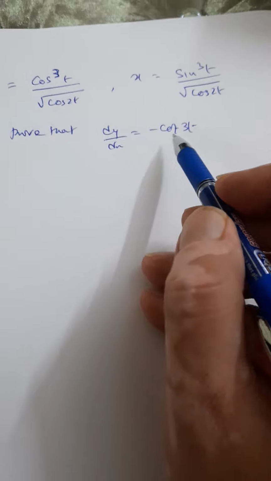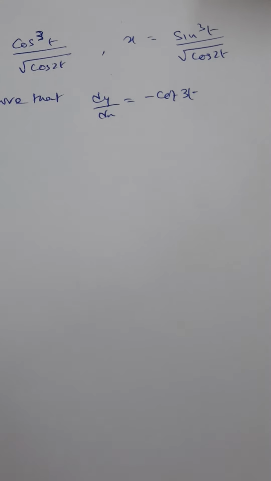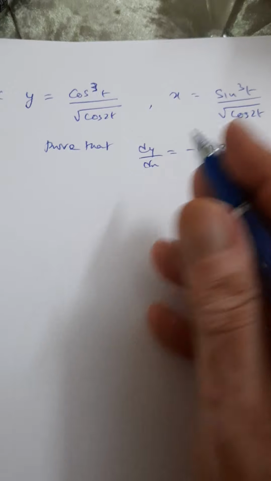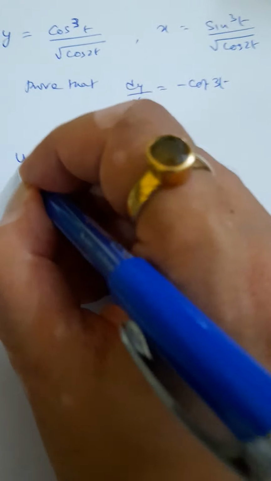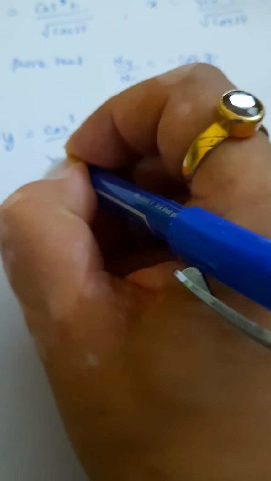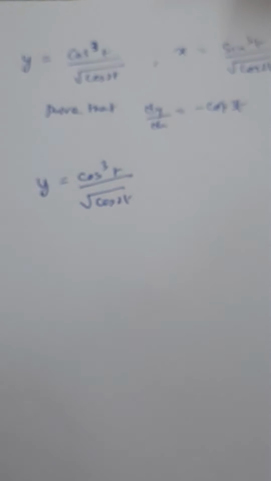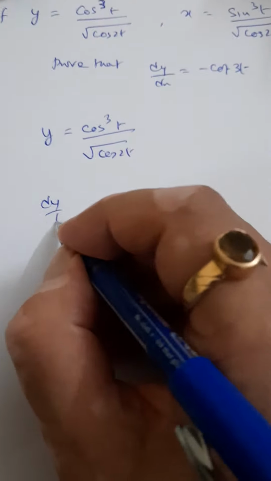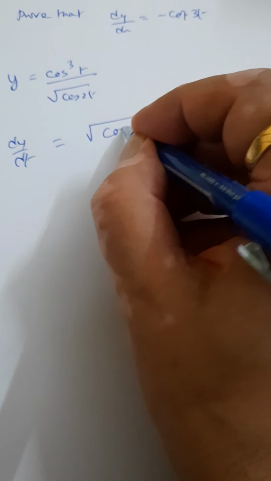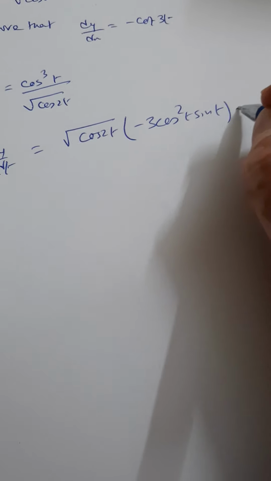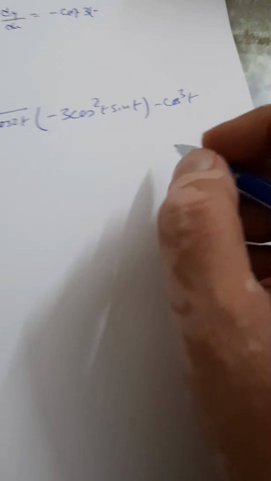In the book its answer is written directly as minus cot 3t. So to get the answer, I just wanted to discuss with you. Now the first case is y equals cos cube t upon root of cos 2t. Now dy by dt equals root of cos 2t into minus 3 cos square t sin t, minus cos cube t into the derivative of this, minus 1 by 2 root of cos 2t into 2 sin 2t, upon cos 2t.